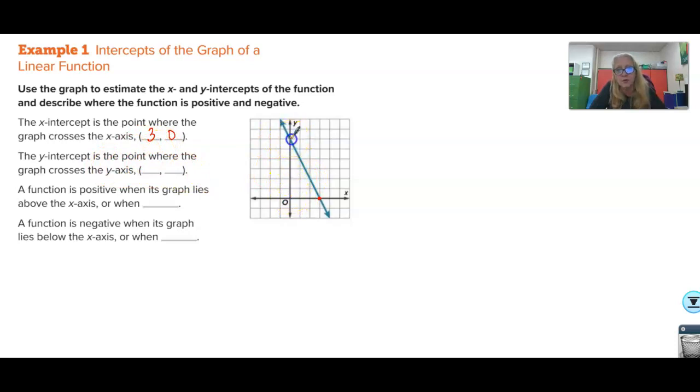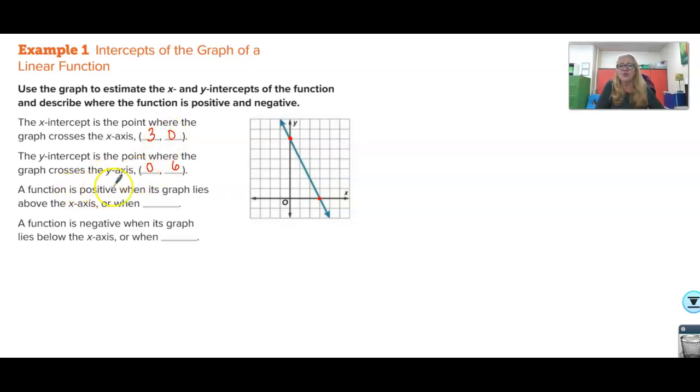The y-intercept is the point where the graph crosses y. So that would be this point right here, which is 1, 2, 3, 4, 5, 6. So it would be 0, 6. Notice that the x-intercept is the point where y is 0, and the y-intercept is the point where x is 0. Oftentimes, students confuse those two.